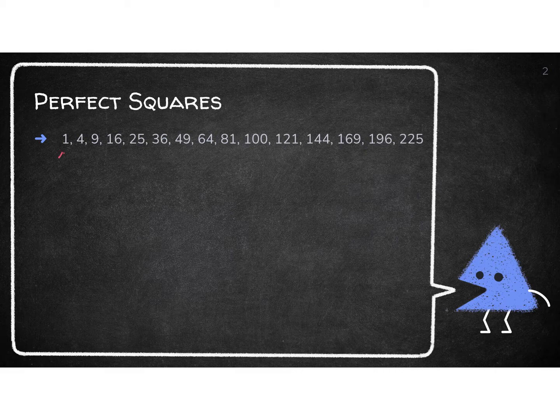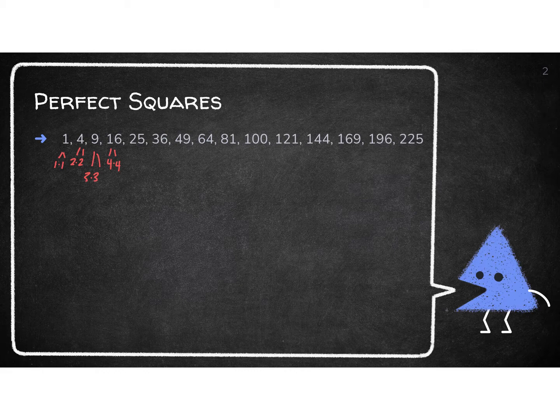And how we find those is we do 1 times 1, well that gives me that 1. 2 times 2, that gives me 4. 3 times 3, that gives me 9. 4 times 4, that gives me 16. So that's how I can easily find my perfect squares.